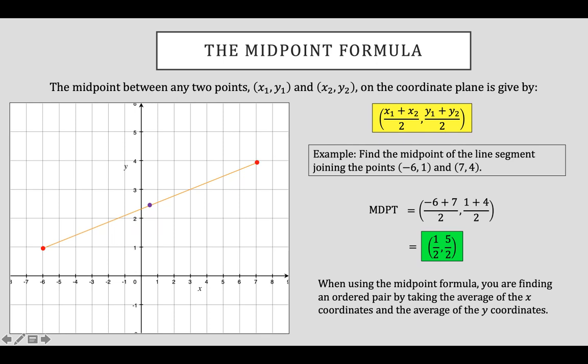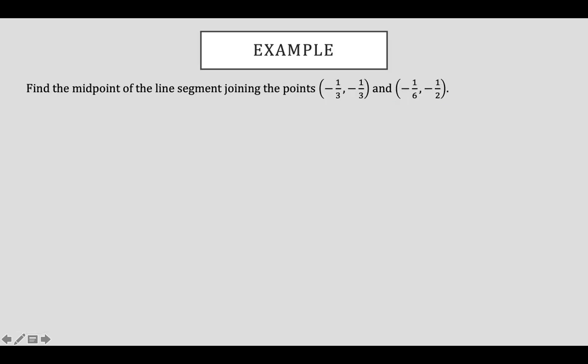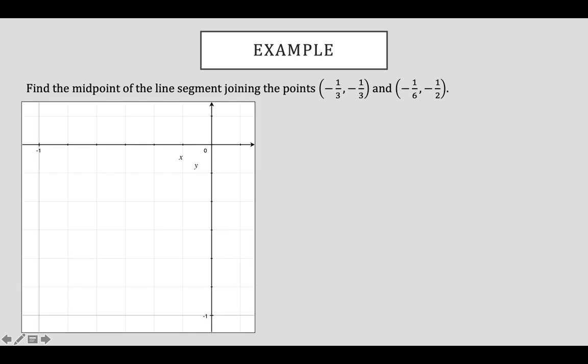As we said earlier on, when you're using the midpoint formula, you are finding an ordered pair by taking the average of the x-coordinates and the average of the y-coordinates. All right, let's try another one here with fractions. Hopefully you all enjoy working with fractions. I know that I do. Again, we can start off by just plotting these 2 points and getting an idea of what we're trying to find.